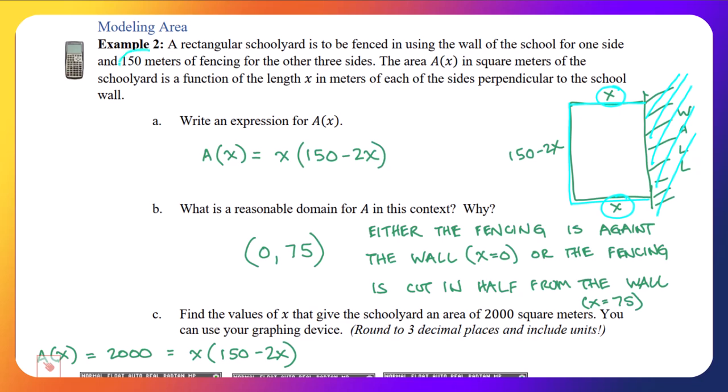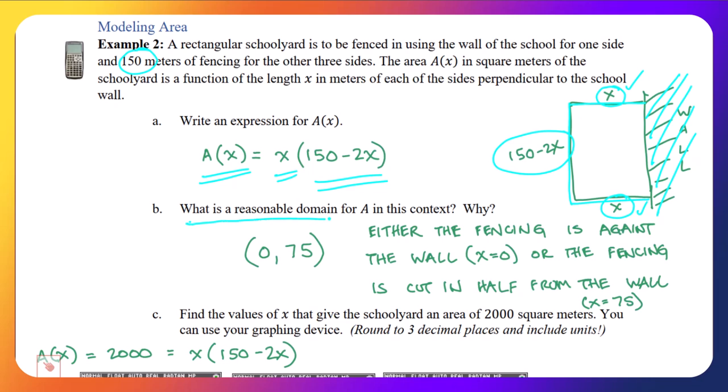Well, there was 150 meters of fencing to begin with, and so I've taken this x out and this x out of the fencing. That's 2x. So what's left for this side of the fence is the 150 that I started with minus the 2x's I took out for the width. So area is length times width, and the area is a function of x. So I'm going to write that as A of x, not just A.